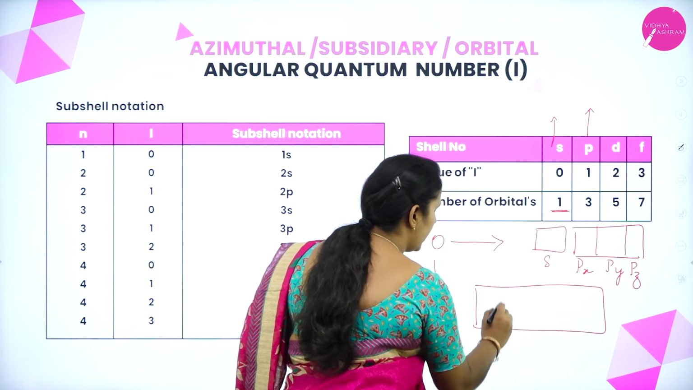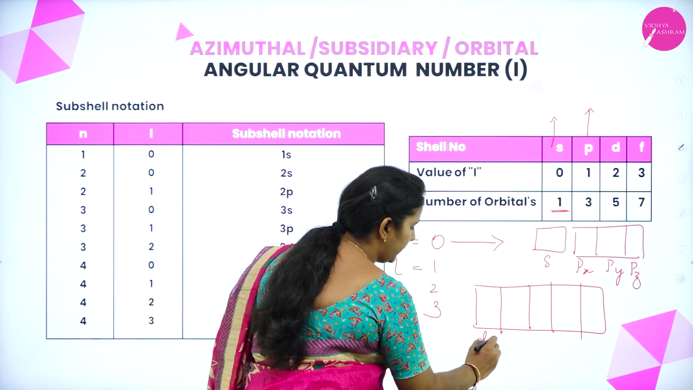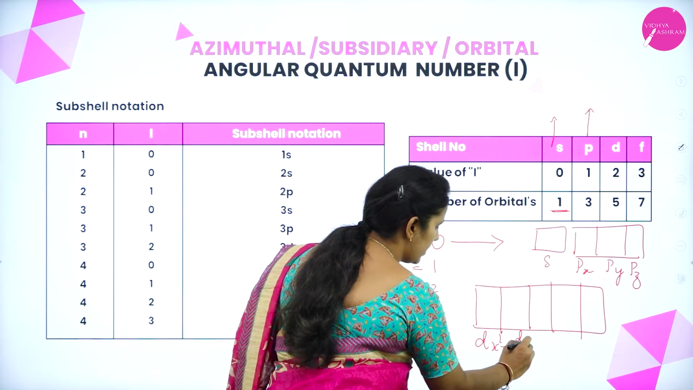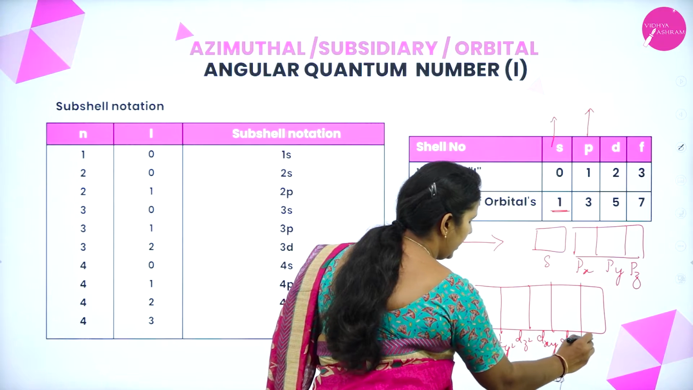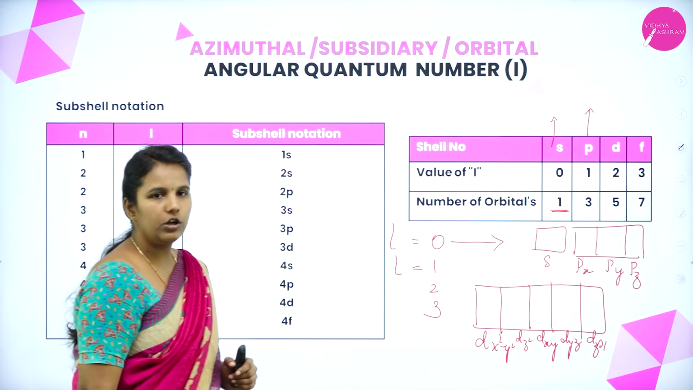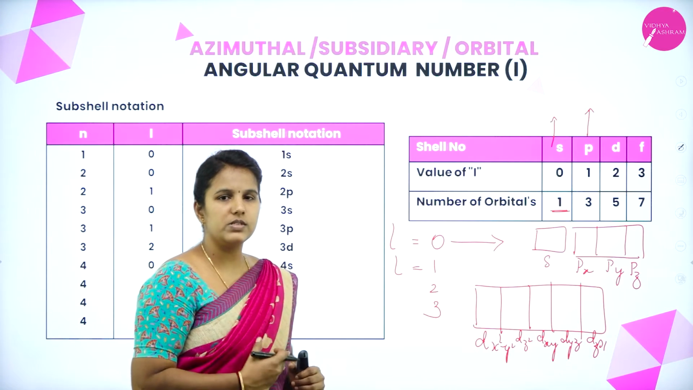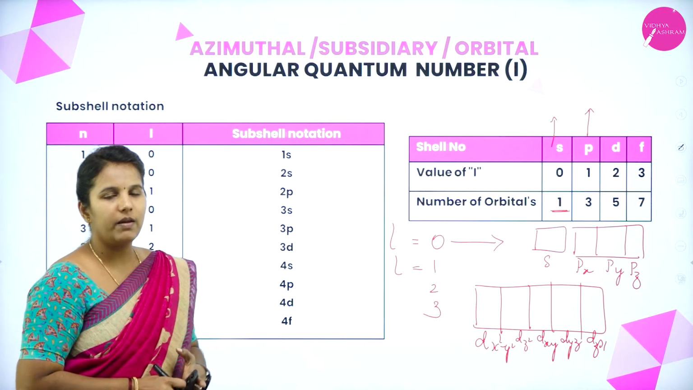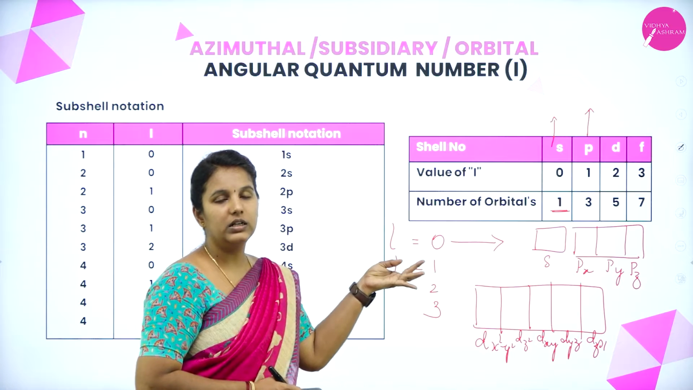There are 5 orbitals in the d subshell, and they can be represented as dx²−y², dz², dxy, dyz and dzx. This is how, by using the maximum value of L, which starts from 0 to 1, 2, 3, 4, we can easily determine the subshells. Okay, that is s, p, d.